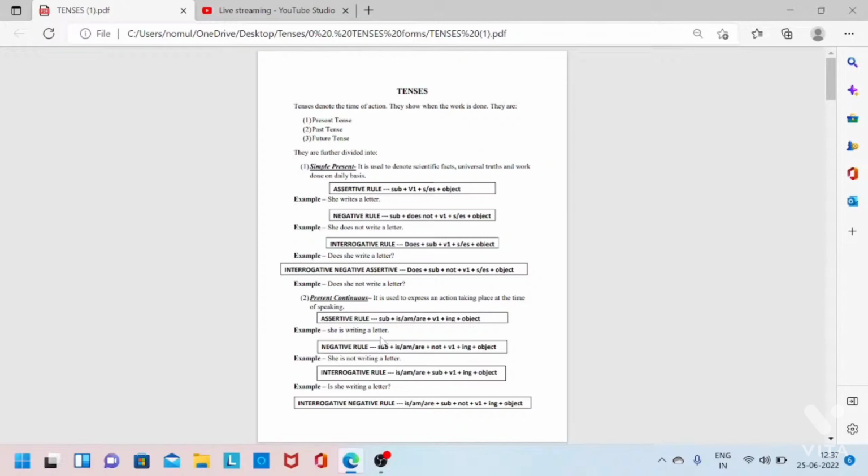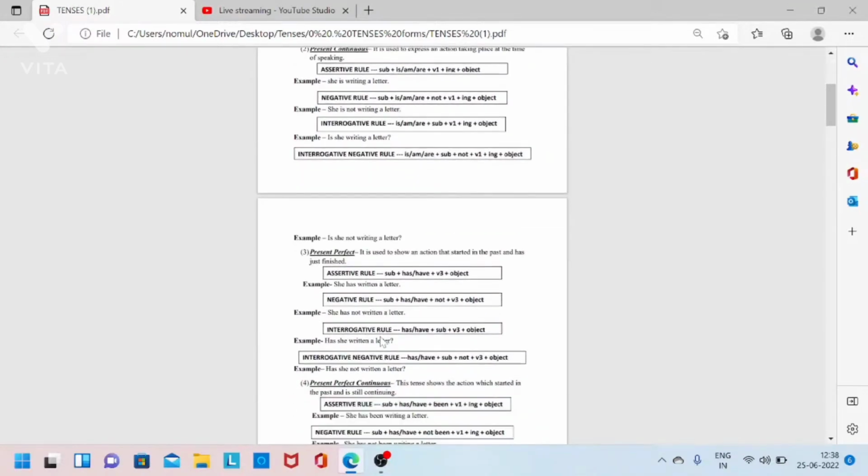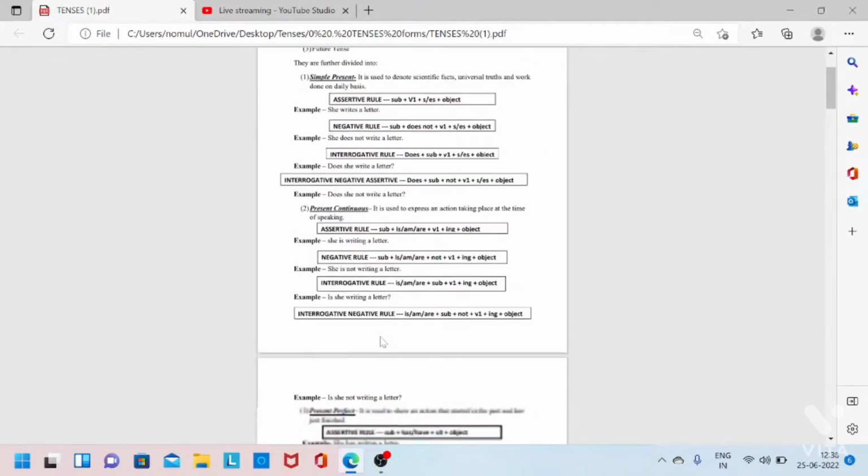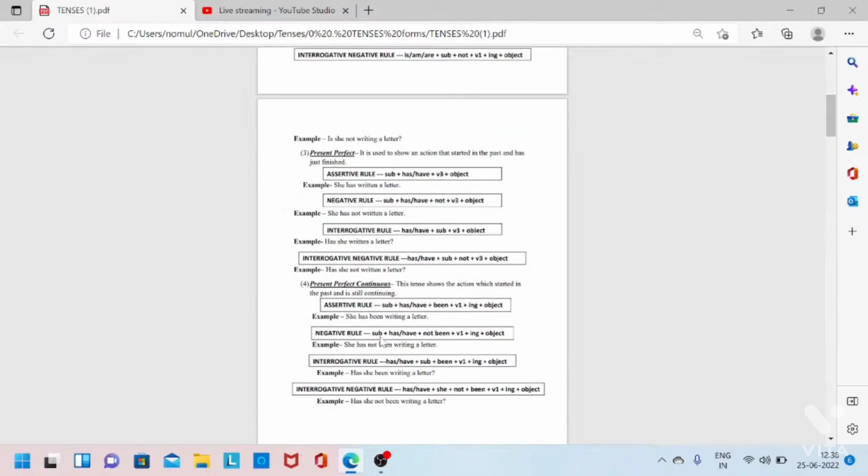And for the interrogative rule, it's is, am, are plus subject plus v1 plus ing, plus object. Is she writing a letter? The interrogative negative rule is is, am, are plus subject plus not plus v1 plus ing, plus object. So the example is, is she not writing a letter, okay. For the present perfect, we have finished simple present tense and present continuous. We have moved to present perfect.